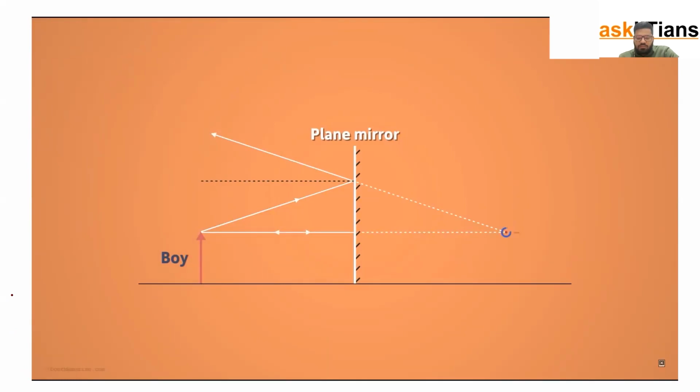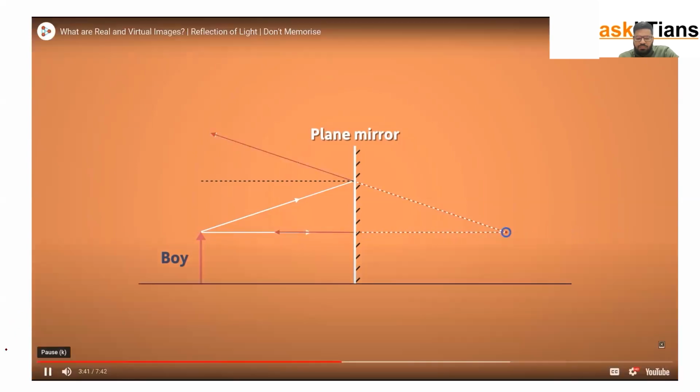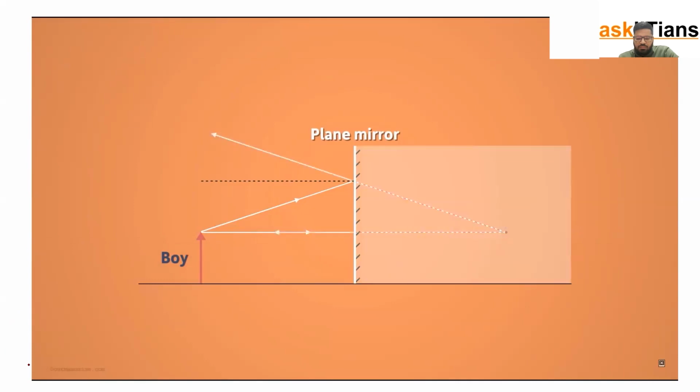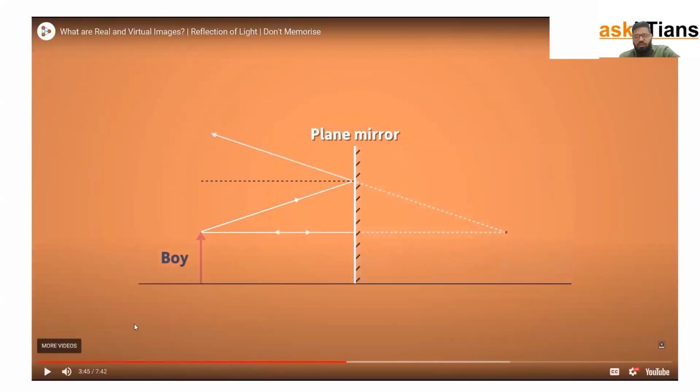And to us, this is where the top of the image appears to be. When we look at this point, it appears to us that all the light rays are diverging from this point. But in reality, there are no light rays behind the mirror. What you can observe is that light rays are coming from this point if you extend them backwards and meet there. So light rays appear to come from this point behind the mirror, but there is no actual point present behind the mirror. So this is the virtual image.